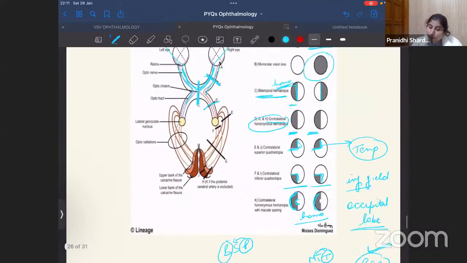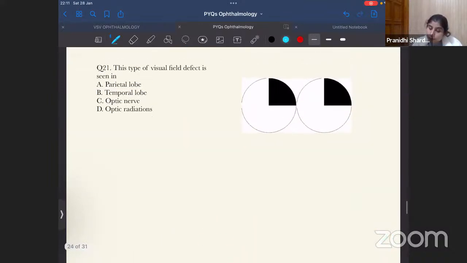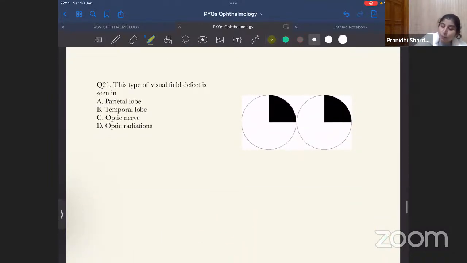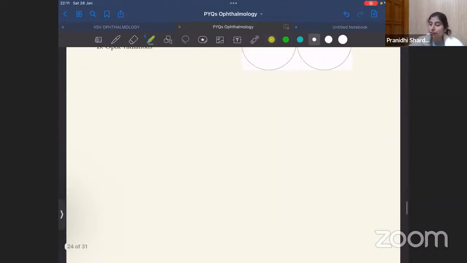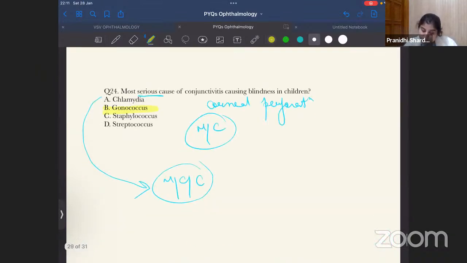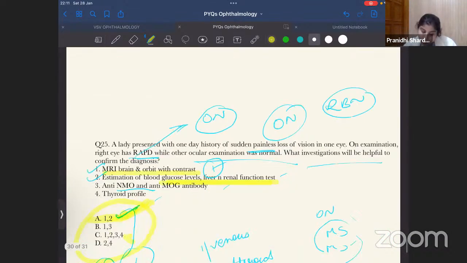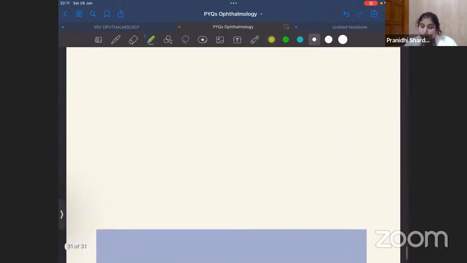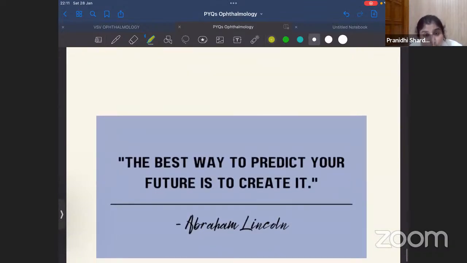So the question was asked about the pie in the sky, which is temporal lobe. Okay, so visual field defects. These are the main important topics you have to study. I think we have completed the questions. Yes, so we have completed the questions. So yes, I'll share the PDF with you.